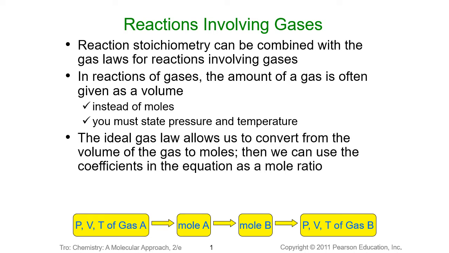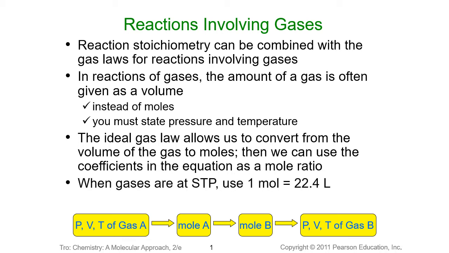But using our ideal gas law, with the pressure, the temperature, and the volume, we can determine the number of moles and then use the coefficients in front of our balanced chemical reaction to relate the moles of a gas to another substance. Additionally, if that reaction happens at STP, we can use the conversion of 1 mole equals 22.4 liters, simplifying our math.